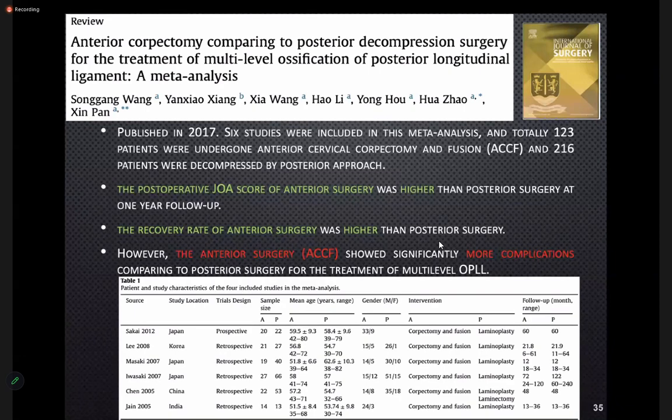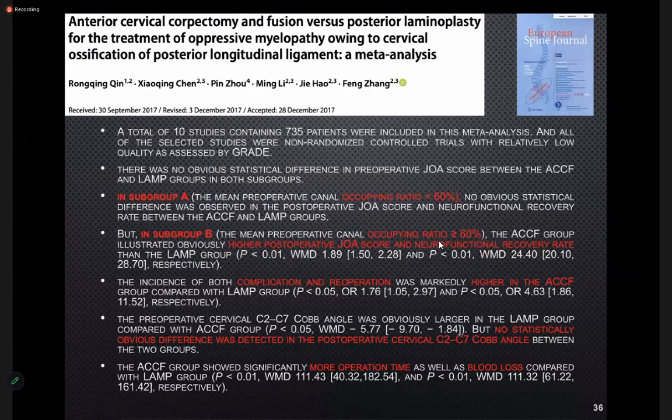This is another meta-analysis in 2017 of 10 studies containing 735 patients. The main result is that there's no obvious difference in preoperative JOA score between ACCF and laminoplasty. But in subgroup A, this means that if the patient has an occupying ratio less than 60%, there's no difference in postoperative JOA score and recovery rate between ACCF and laminoplasty.